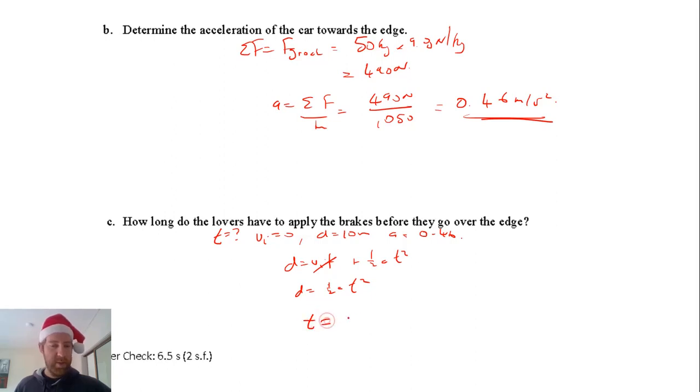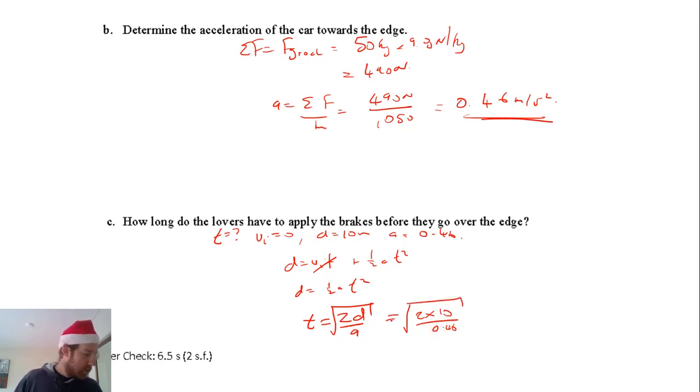If you get to this point, you're doing extension problems, I can just try and do it in one go, but it's only because I've done this a bajillion times that I can. And that is 2 times 10 divided by 0.46, which is 20 divided by 0.46, square root of the answer equals 6.5. And that's what we get down here. That's a tough question.